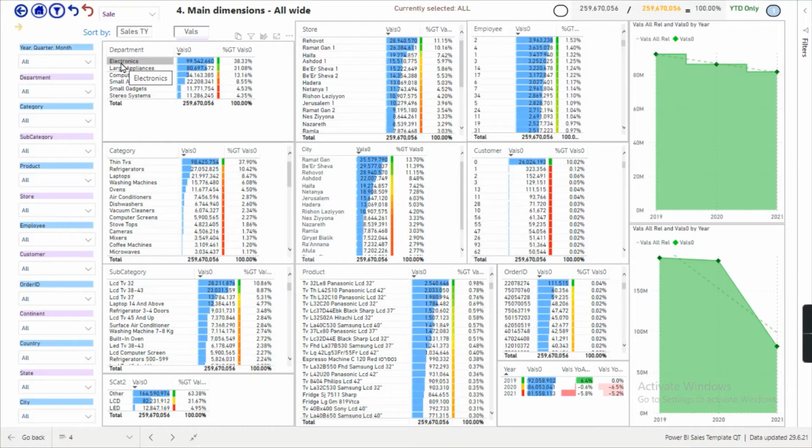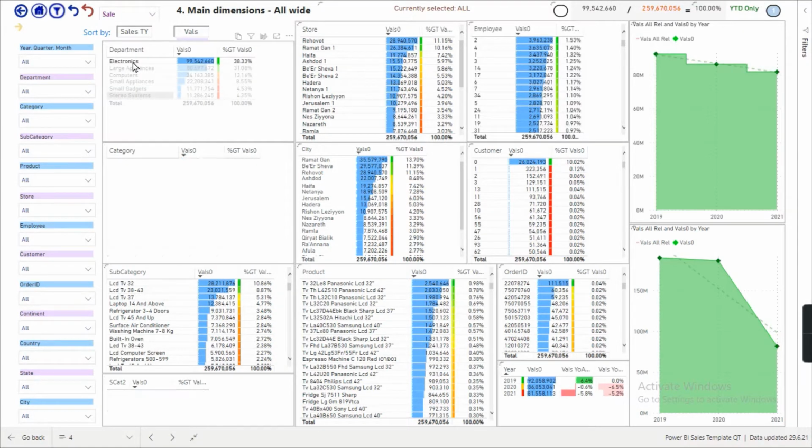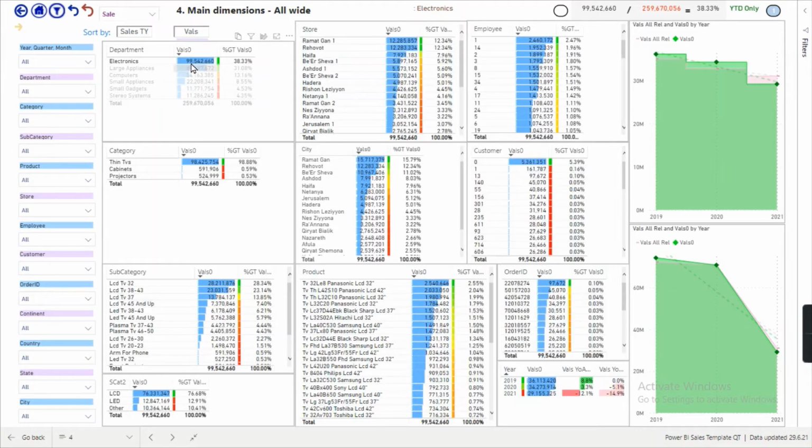Now we are going to focus first on the main entities, on the main partitions, like the main department, the main category, and so on, main store. So main department is electronics. It's sorted down. It made 100 million in 3 years, and it's 38% of all the sales of the retail chain.